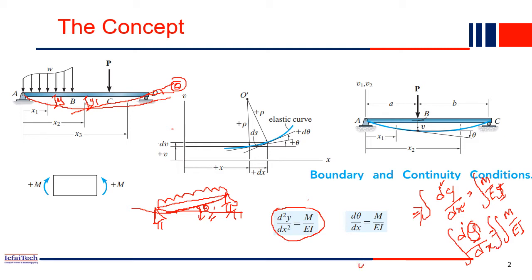What will you get now? You will get y equal to the double integration of M by EI. Y means deflection. That's why the method is called the double integration method. Basically, we are integrating M by EI two times, and then you get the deflection. Originally it was a double derivative, so if you integrate two times, you are releasing y. So this is the deflection.